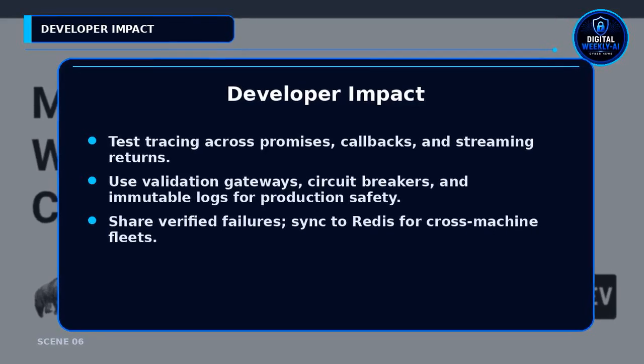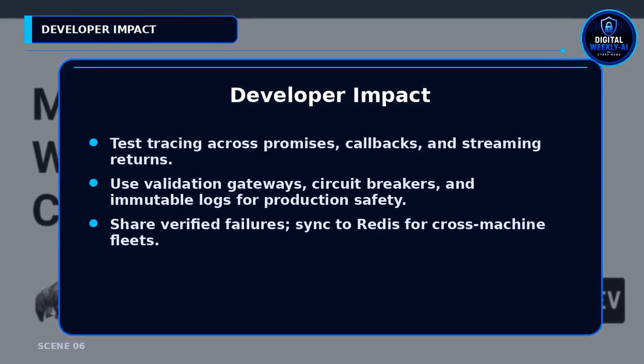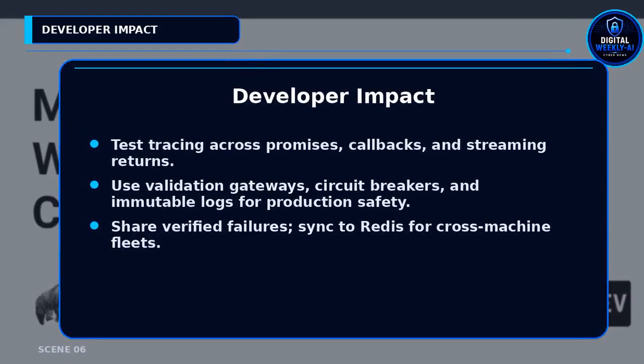Developer actions. Instrument and test TypeScript tracers against real async patterns. Use async local storage for request-scoped context and validate streaming lifecycles. Wrap probabilistic models with a validation gateway, circuit breaker, and immutable ledger for audit. Use a shared failure library to cache recent failures and verified remediations. Sync local caches to Redis for multi-machine fleets.